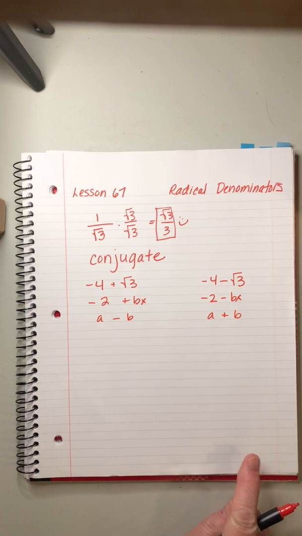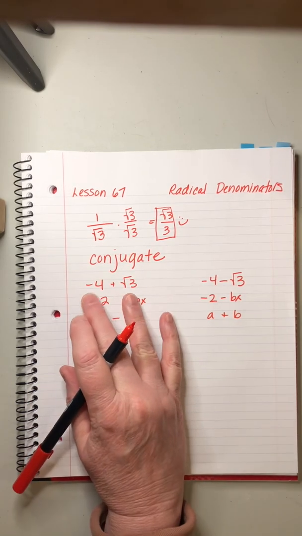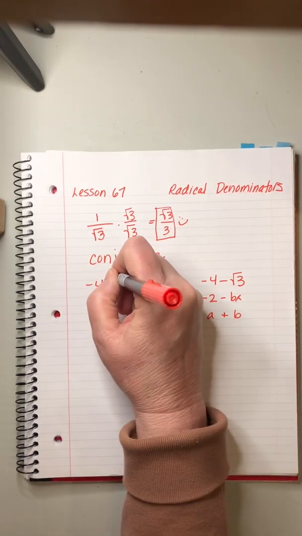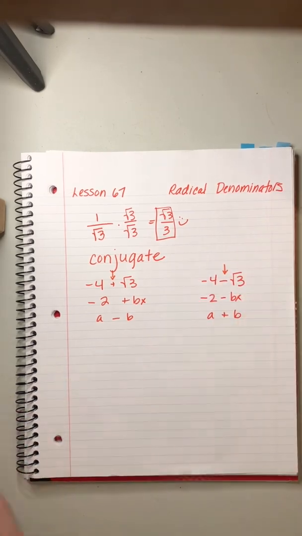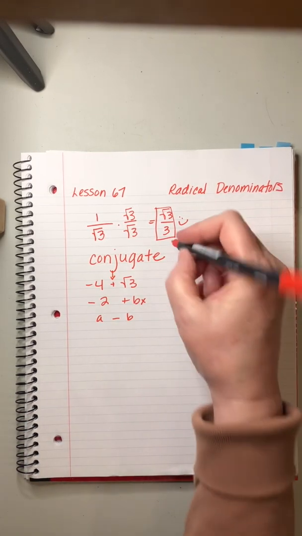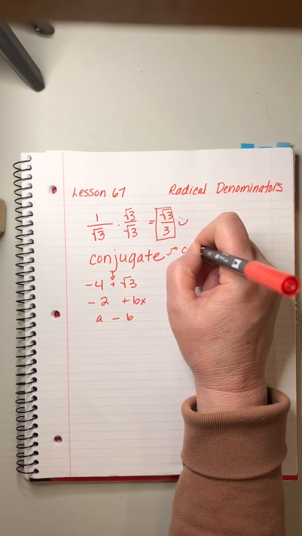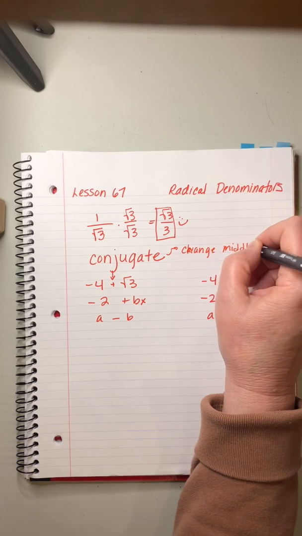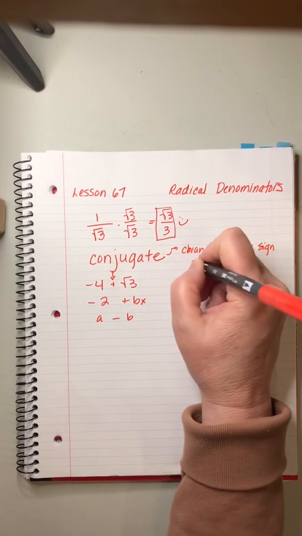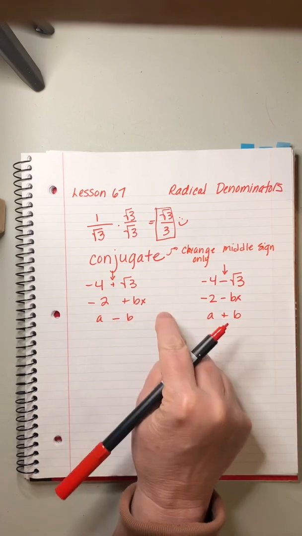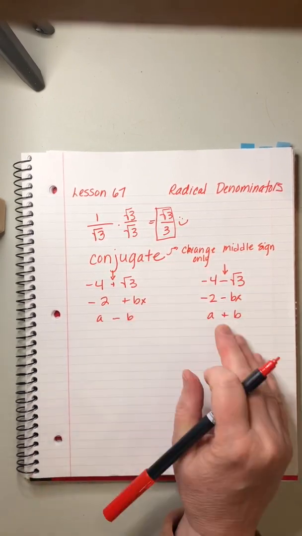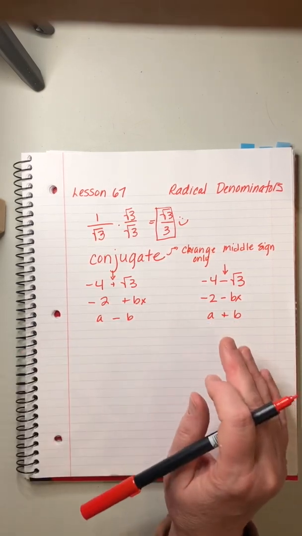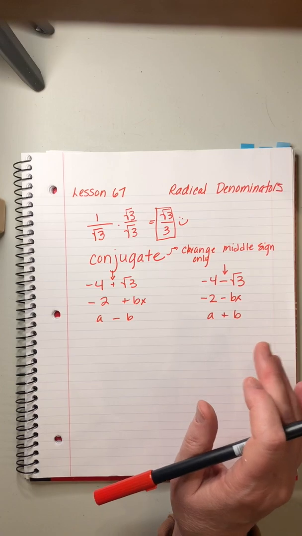To form a conjugate, what you do is you take a pair of numbers or letters in a binomial and you change the middle sign only. Everything else stays exactly the same. And that forms a pair. And so for any one of these expressions, we would say its conjugate is this one. So you can refer to either one, just like with the reciprocal. Either one of them can be the reciprocal of the other.